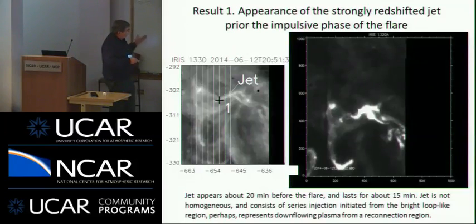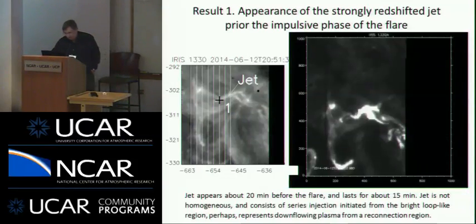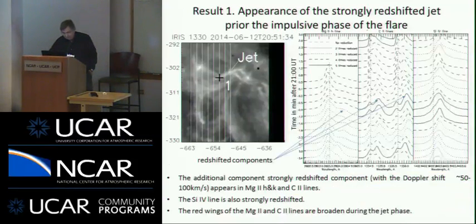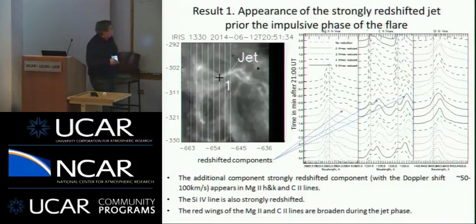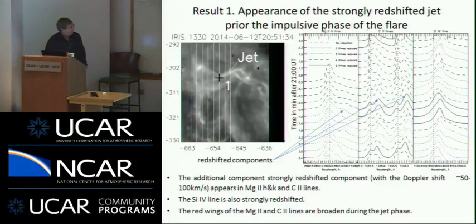And so we selected just a point, a typical point, and we look at the line profiles. Here you can see magnesium, carbon, and silicon. In the jet, you can see the red wing. It's broader, or you can even see a separate peak. This corresponds to 100 kilometers per second.